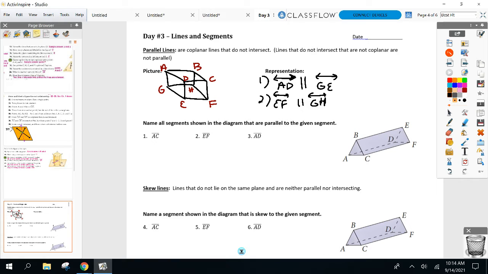I got my diagram, my triangular prism here. It says name all, but only do one. Can you name a line that's parallel to AC, a line that's parallel to EF, and a line that's parallel to AD? Go ahead. Give you about a minute. Use your line symbols, please. Remember, they have to be on the same plane, but do not intersect. So find something that's on the same plane with AC but does not intersect it. So AC and what else are parallel? EF and what else are parallel?